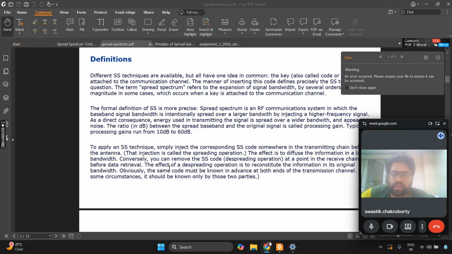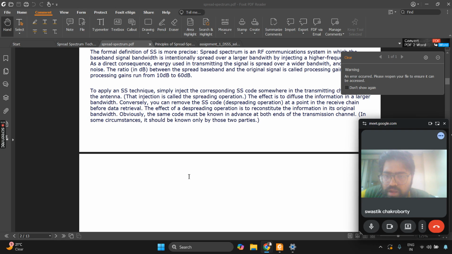So to have a perfect spreading and despreading, the same code has to be used in both directions, at both the transmitter and receiver.